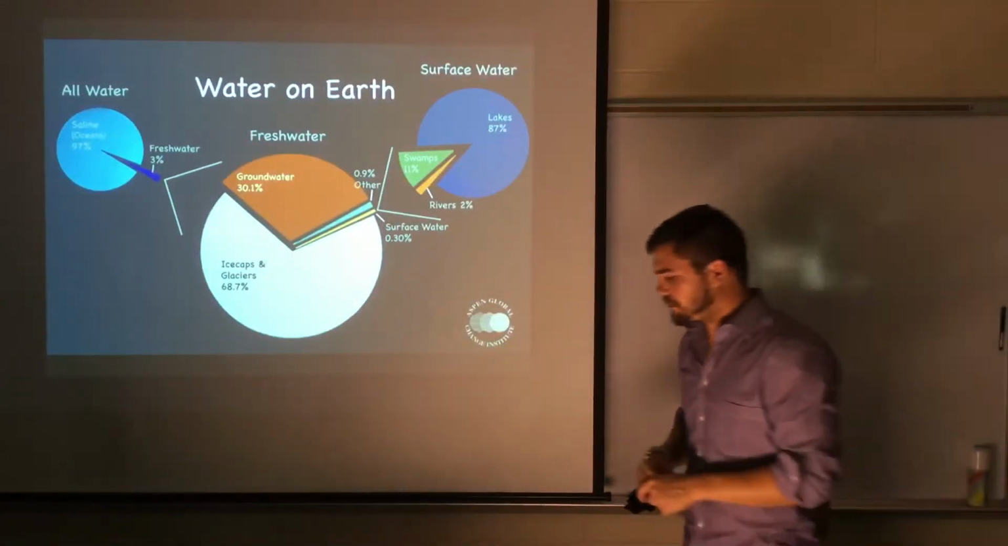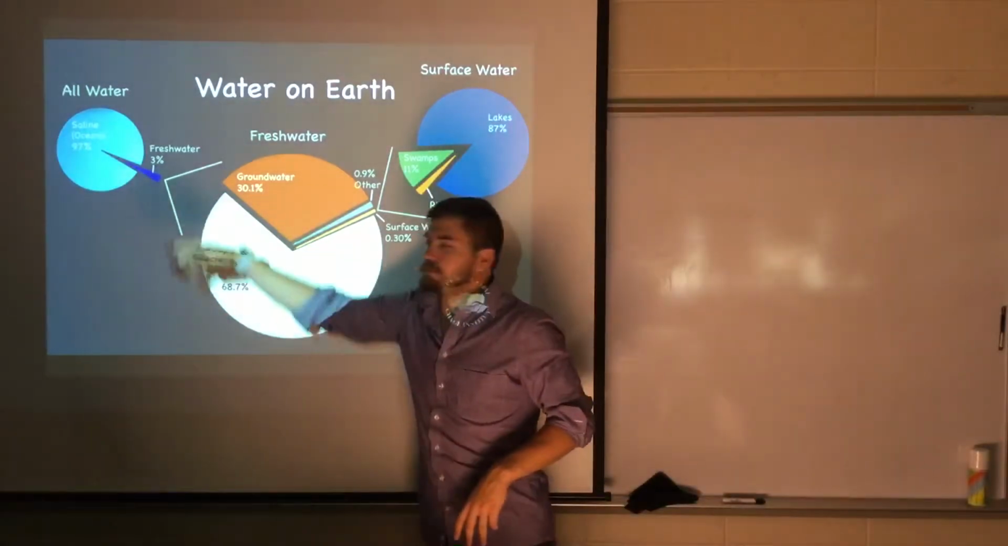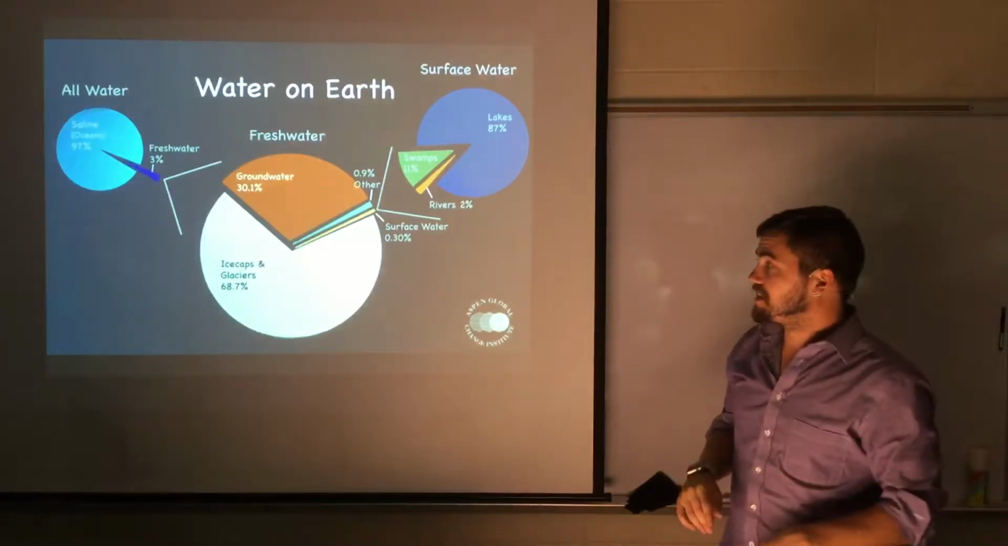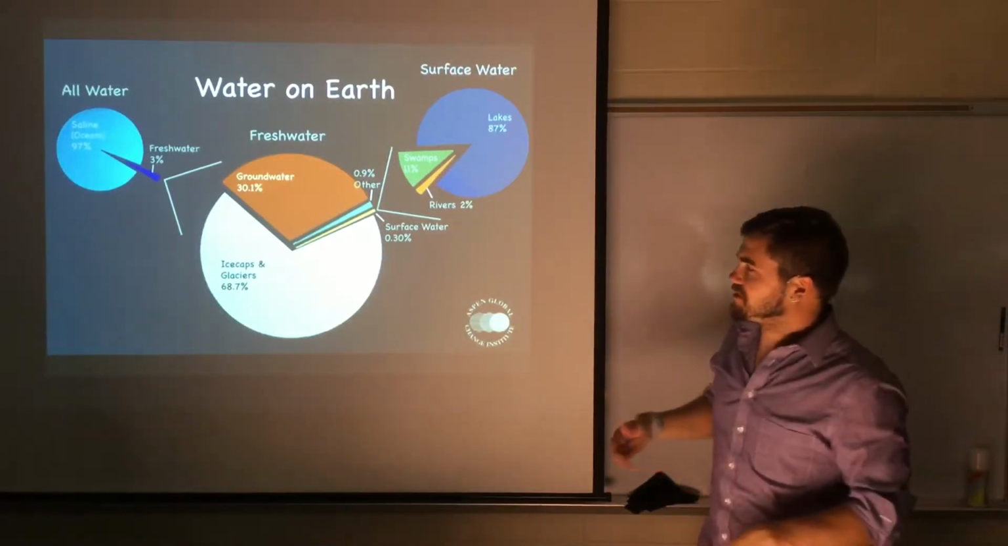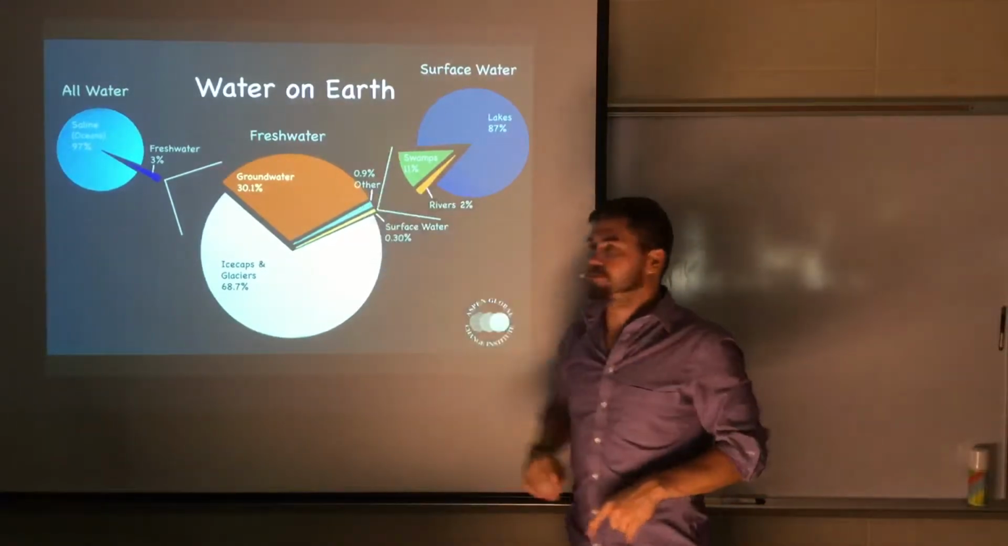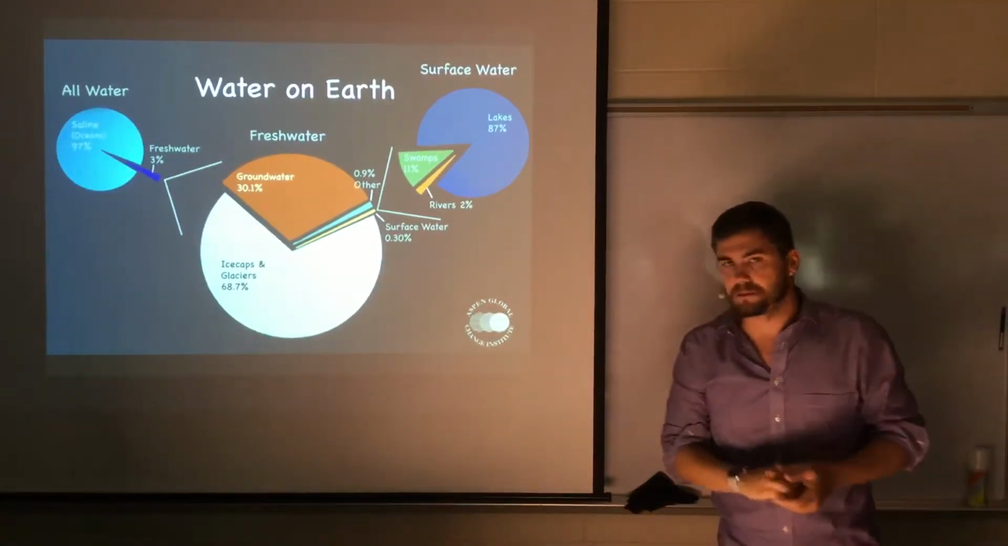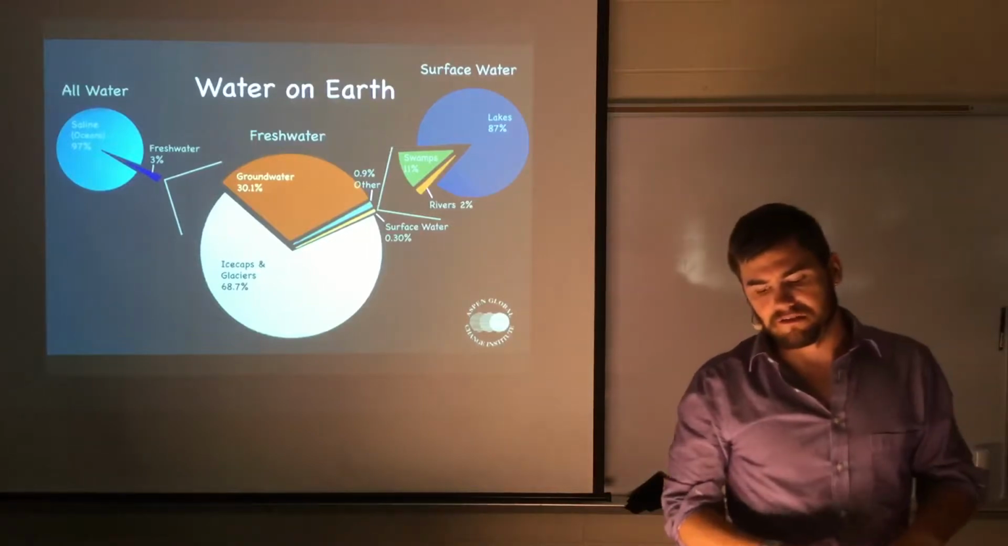If we break down the water, only 3% of it is fresh water. 2/3 of that 3% is frozen, so it's not really accessible by us. And virtually the rest of it is underground. So lakes and streams, yeah, they're gigantic, but there's so much water underground and frozen.